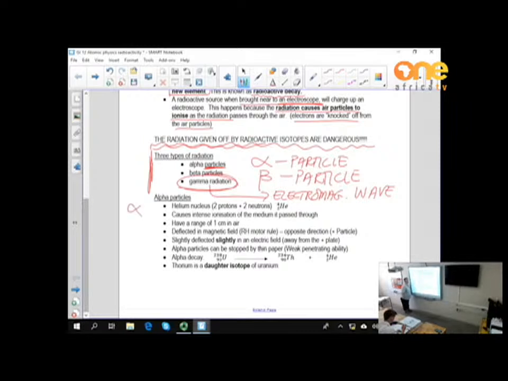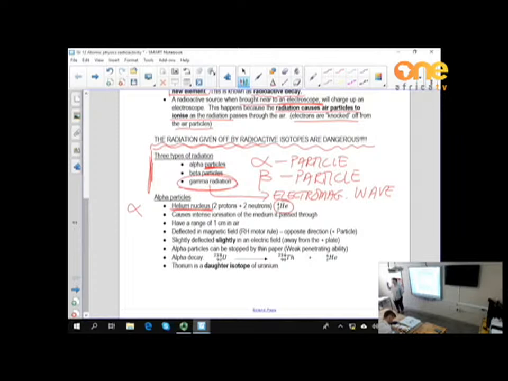The symbol for alpha is the Greek letter alpha. Now, an alpha particle is a little piece that breaks off from the nucleus, and it consists of 2 protons and 2 neutrons. So the mass of that particle would be 4 atomic mass units. All right? Now, 2 protons and 2 neutrons is actually a helium nucleus. So we refer to an alpha particle as being a helium nucleus.